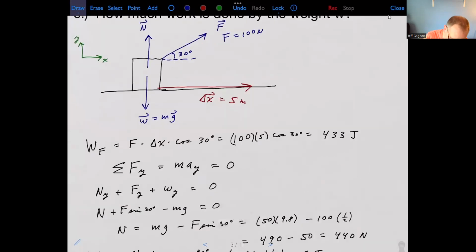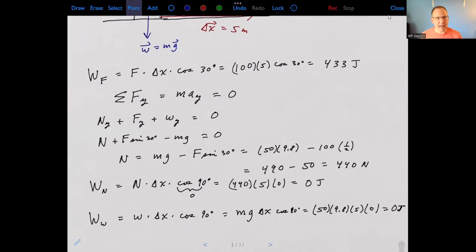Why is that the case? Because this vector, the weight vector, gravitational force, is perpendicular to the displacement, right? It's a 90-degree angle with the displacement. So it's not going to do any work on the object. If you recognize right away that the normal force and weight are perpendicular to the displacement, you could have immediately said, oh yeah, they're going to be 0 joules. So the only thing really doing work on the object was that force F.